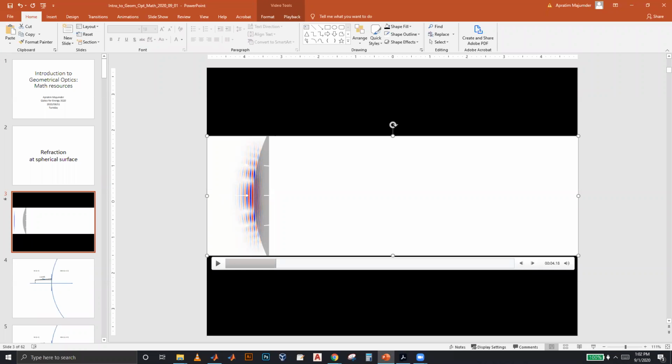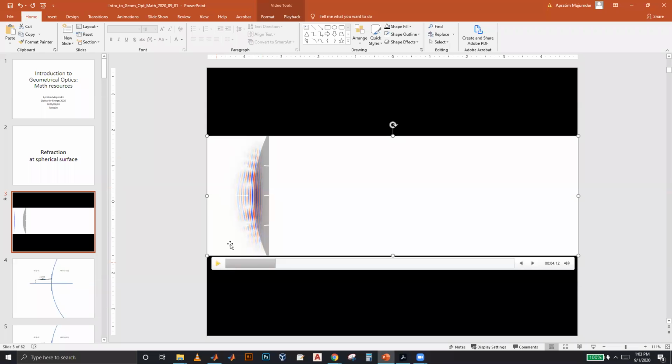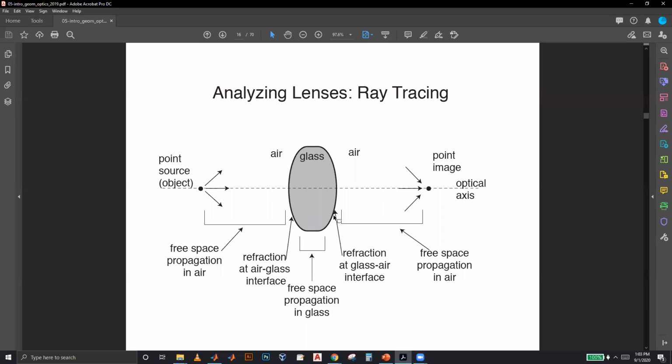Yeah. So then you can see the light is propagating inside the lens. So that is free space propagation inside the glass. And finally, if you have another curved surface, just for the simplicity of the animation, I didn't curve the second surface, I just kept it straight, but basically you would have another refraction at the second curved surface, and then light will propagate in free space in air again. So we have to analyze these 1, 2, 3, 4, 5 situations.